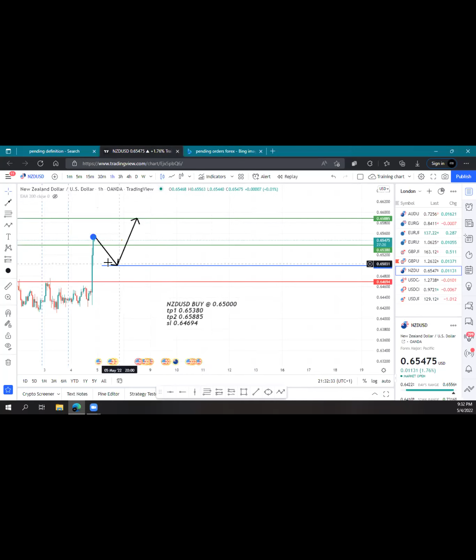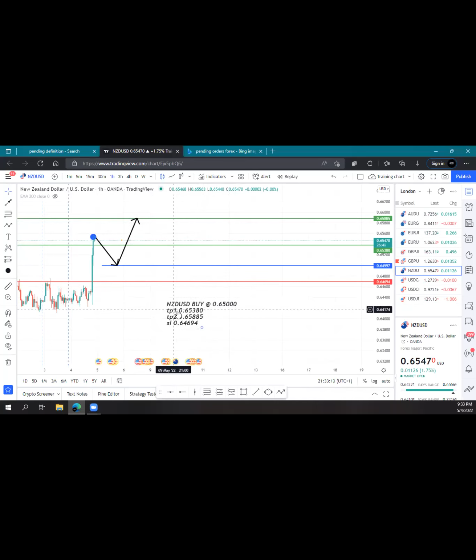0.65000, which is somewhere around here. So for me to take this buy, the market would have to drop all the way to that price and start buying. If they tell me to enter at 0.65000, why am I going to enter at 0.65473? That is very, very wrong. Instead of entering where the market is, I rather set a pending order at 0.65000. Then every other thing follows.